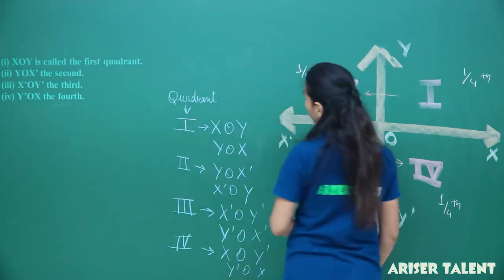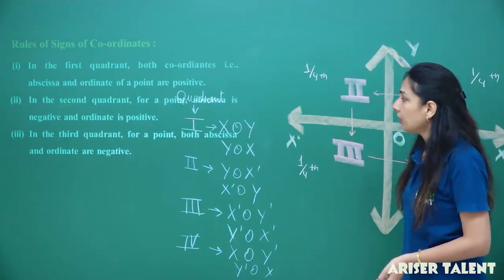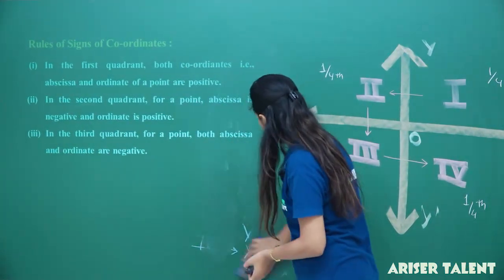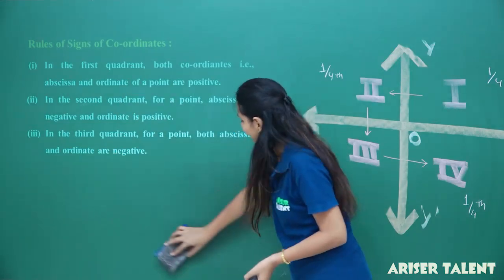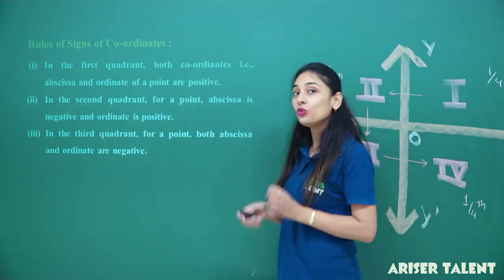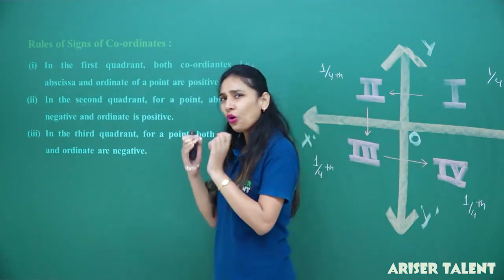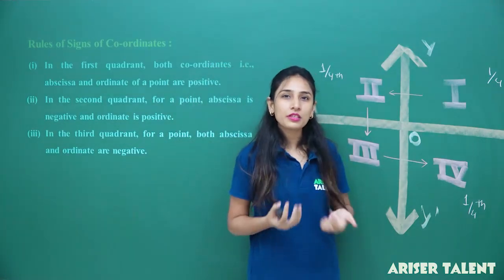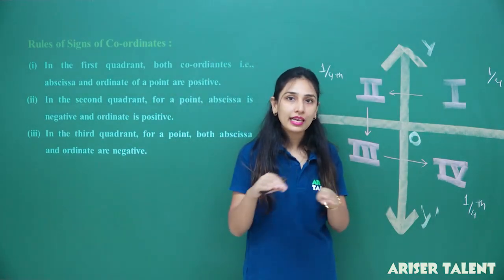So should we move forward, students? Okay, rules of sign of coordinates. There are some rules, you know, wherever we go, school, college, tuition, there are certain rules and we have to follow them ideally.